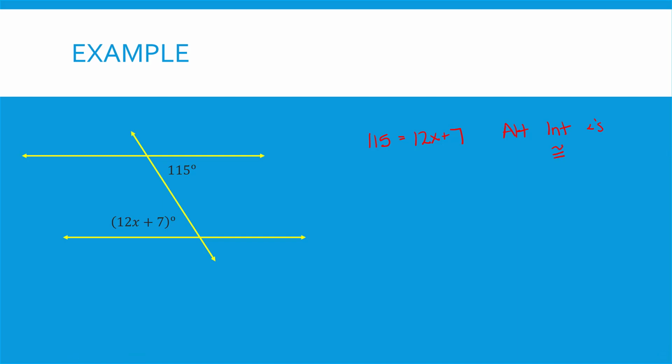And we can go through and solve this. Subtract 7 from each side, and then divide by 12. So x would equal 9.